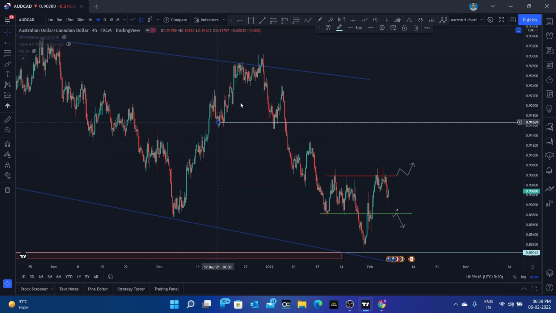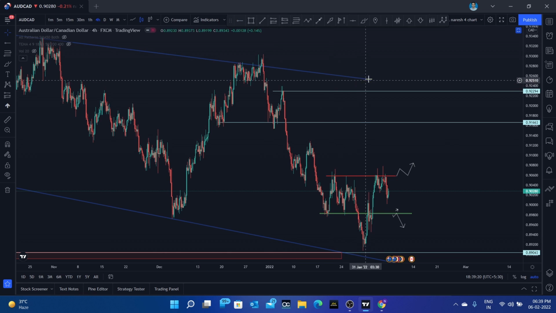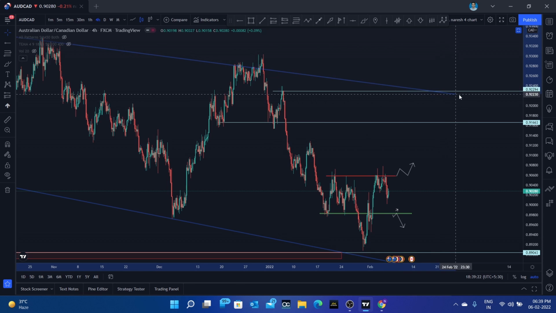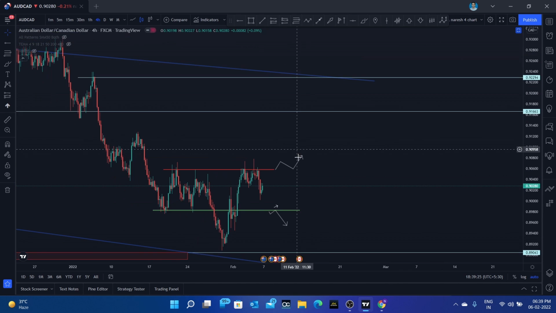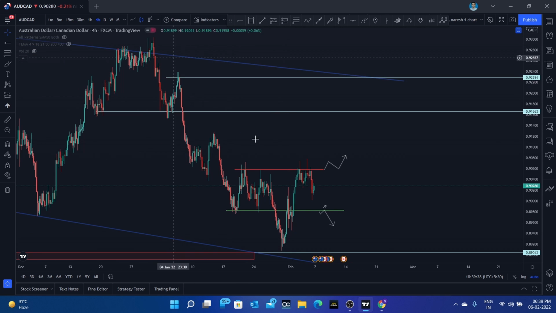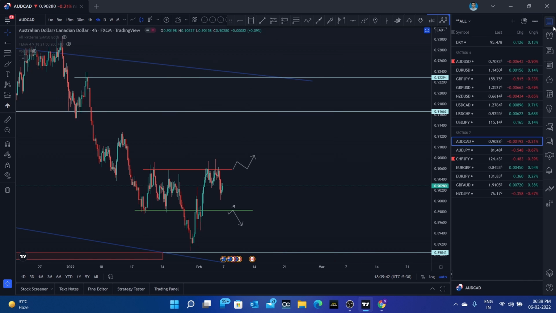This area would be your first target, and this would be your second target. Take this trend line as well. So if it is near this trend line, you can take this as your target. So we are having potential on both sides, guys. If it is holding this level, you can go for long entries. If it is breaking this level down, you can also go for short entries, because the major trend is down. So that would be for AUD, guys.